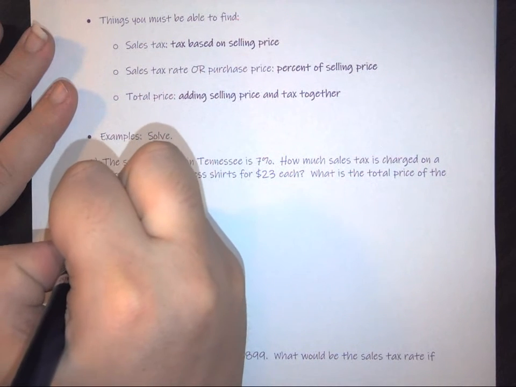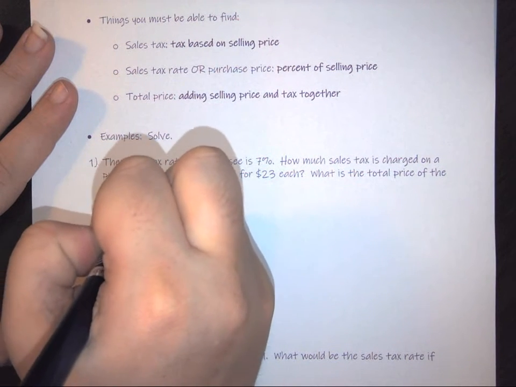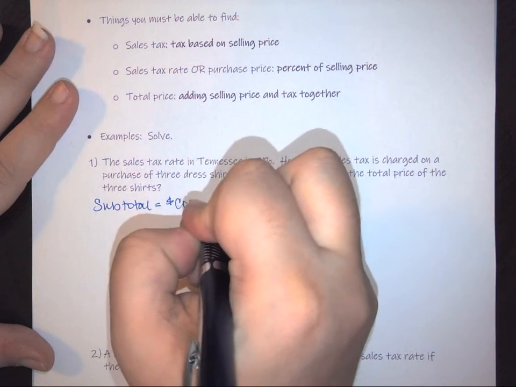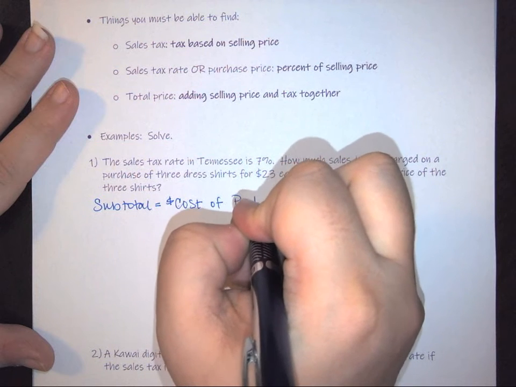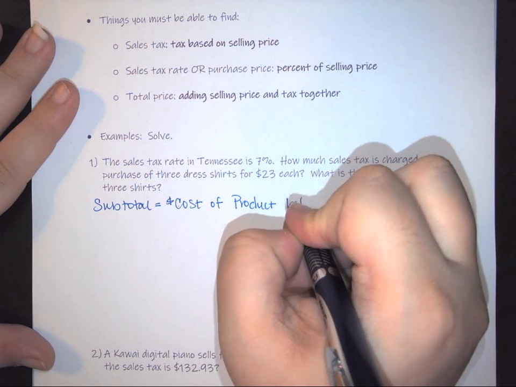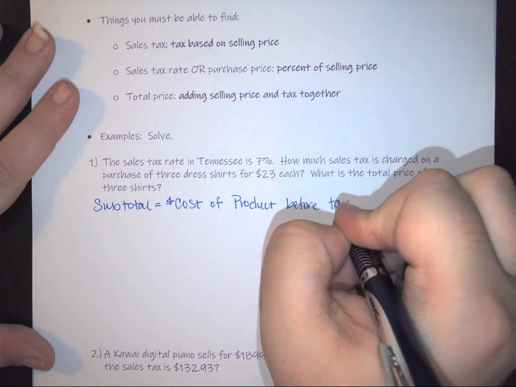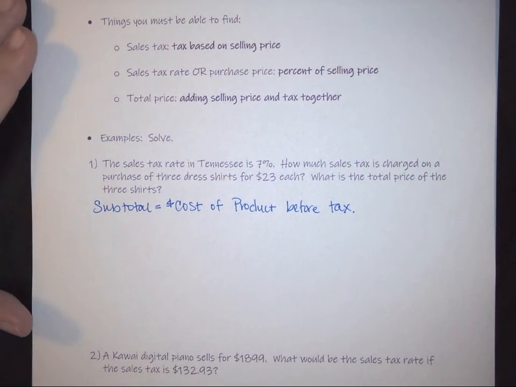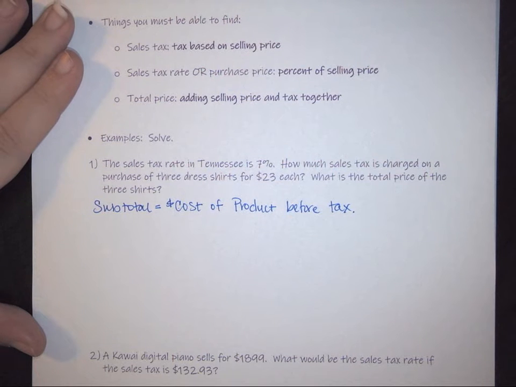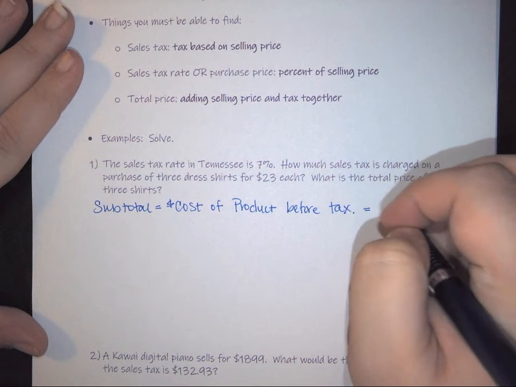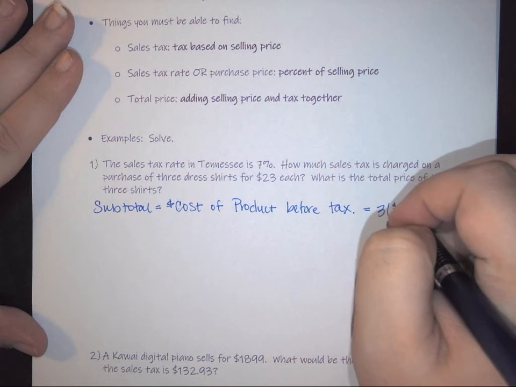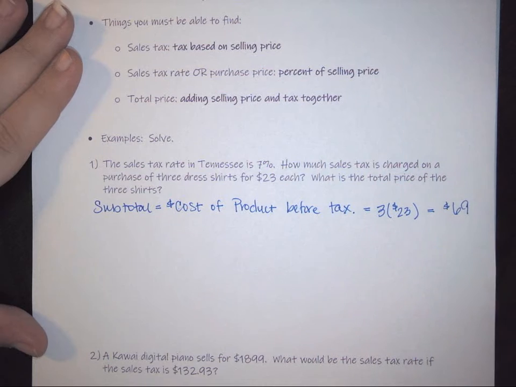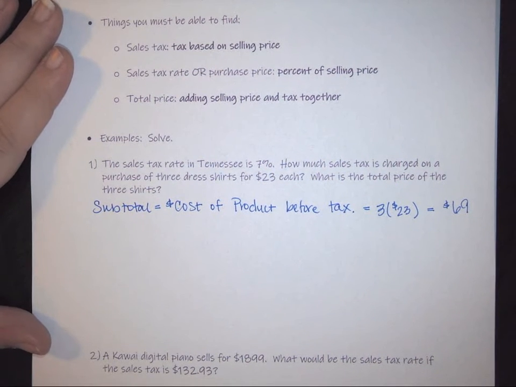So when we're looking at a subtotal, we are looking at the cost of the product before tax. So here the cost of our product would be the fact that each shirt costs $23 and we have 3 of them. So here we have 3 shirts at $23 each. It's going to give us a total of $69 for our subtotal.